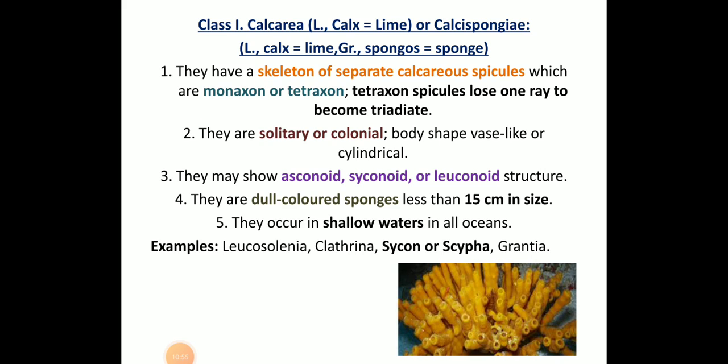So I have mentioned about these spicules. Spicules are nothing but the rigid forms which help in the development of the skeleton, or which give the rigid structure to the sponges. These spicules are made up of calcareous material, and they are of monoaxon, triaxon or tetraaxon types. We'll be studying about these spicules in detail in the next class, but remember the name.